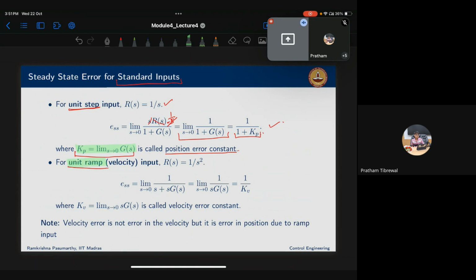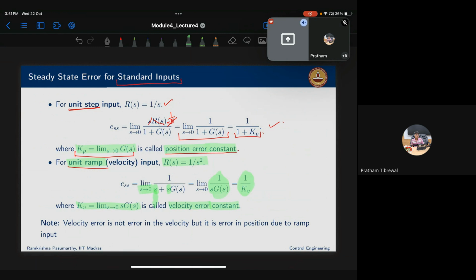For unit ramp, R of s is 1 by s square. Again, substitute here. Only one s gets cancelled. When s is tending to 0, this s goes to 0 and only this part is left. So that is 1 by Kv, where Kv is the limit as s tends to 0 of s G of s, which is called the velocity error constant. Here this is the position error constant, and this is the velocity error constant.